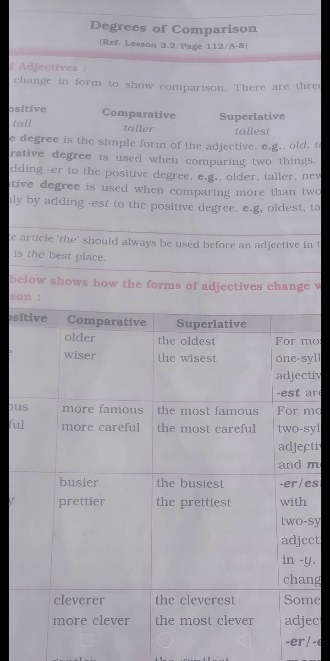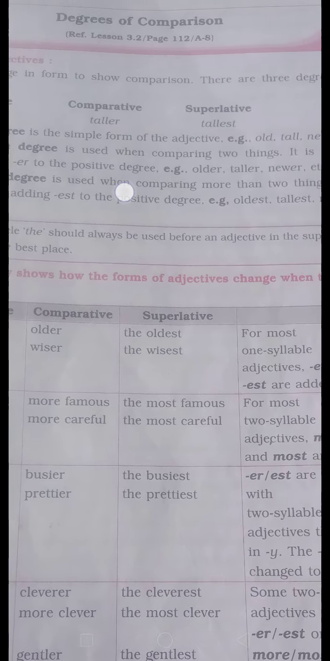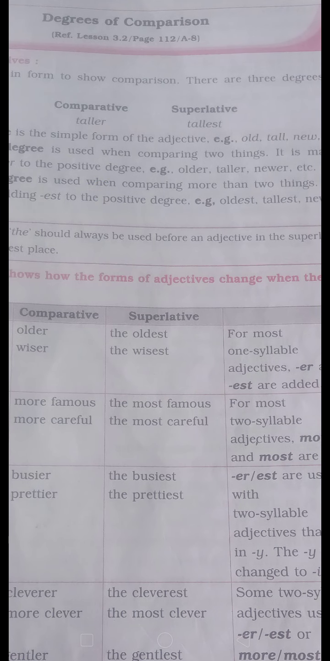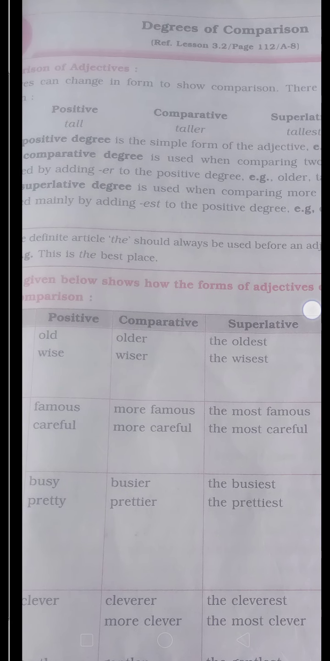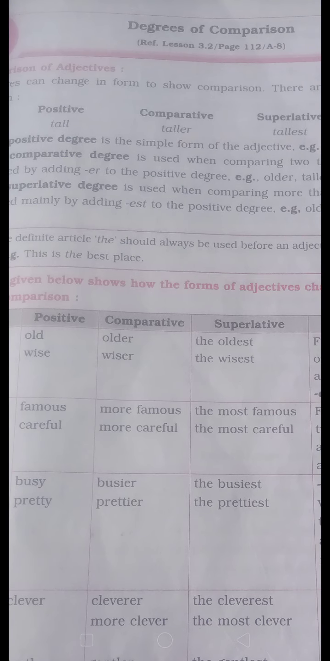Then see, here is a chart of the positive, comparative and superlative forms of the words. It depends on how many syllables there are. For example, if there is one syllable, the adjective takes er and est. Old is a word with only one syllable, and that's why we join er in the comparative form and est in the superlative form.